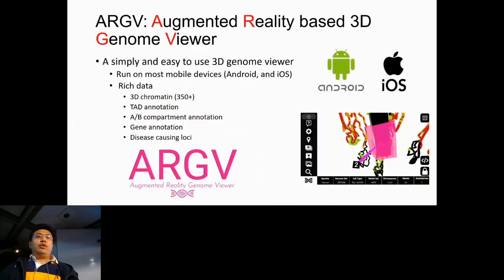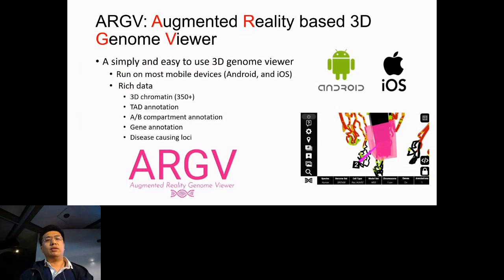So here we introduce ARGV, an augmented reality based 3D genome viewer. It is a simple and easy to use 3D genome viewer. It allows you to run it on most mobile devices. And we also prepared a large amount of datasets for users to explore and to play with.